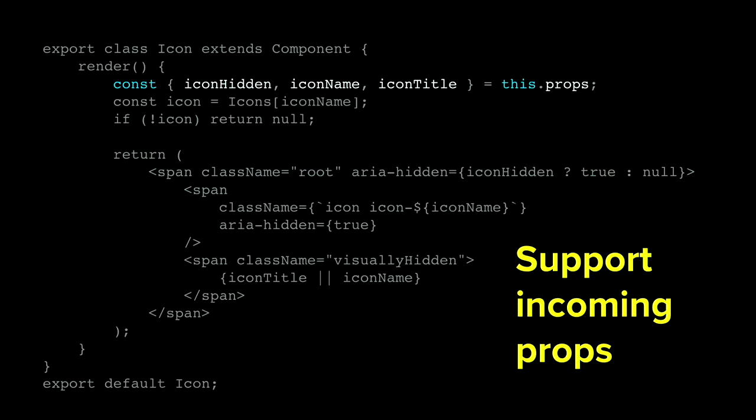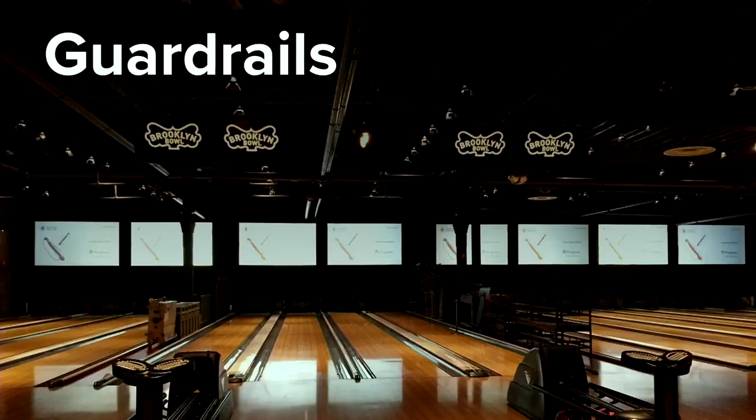So we have 3 props that we're going to support here. The iconHidden prop to control whether we show or hide the icon from screen readers. The iconName prop, which will allow us to pass in which icon we want to use in this component. And an iconTitle prop, which will allow us to pass in descriptive text for this component.